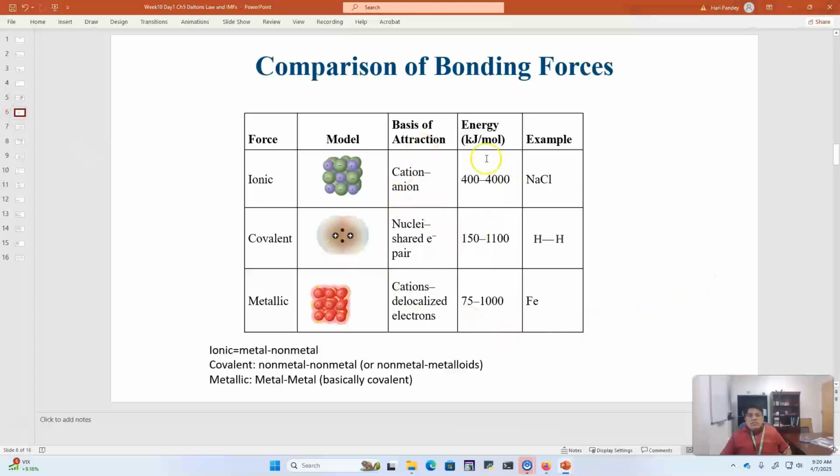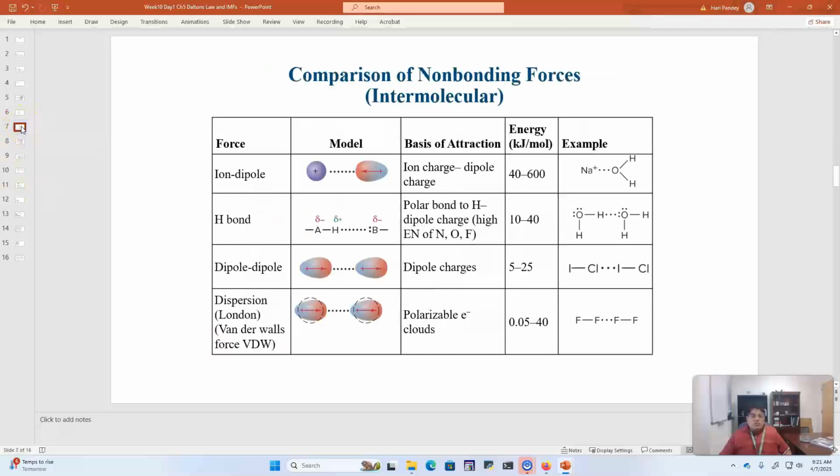So if you compare the energy also, for the ionic bond you have this much energy, 400 to 4000. Covalent, you have 150 to 1100. But the metallic, you have 75 to 1000. These are some examples. That's why ionic is the strongest force.